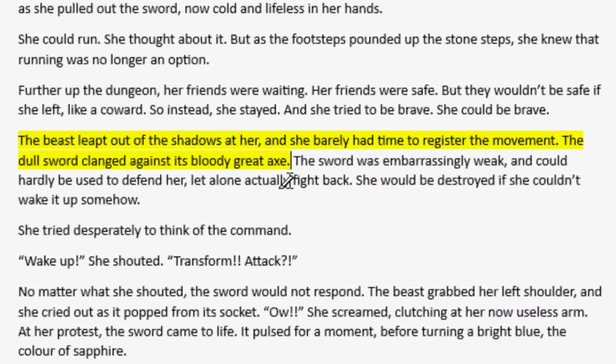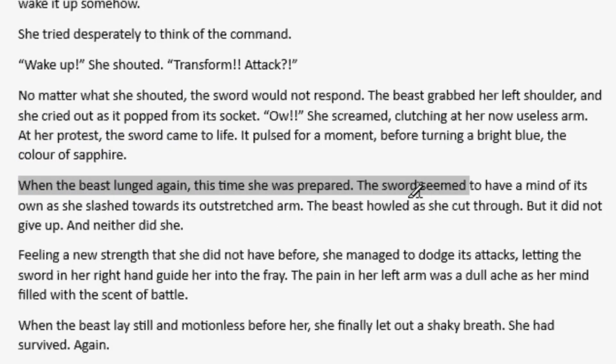The beast leapt out of the shadows at her, and she barely had time to register the movement. The dull sword clanged against its bloody great axe. When the beast lunged again, this time she was prepared. The sword seemed to have a mind of its own as she slashed towards its outstretched arm.